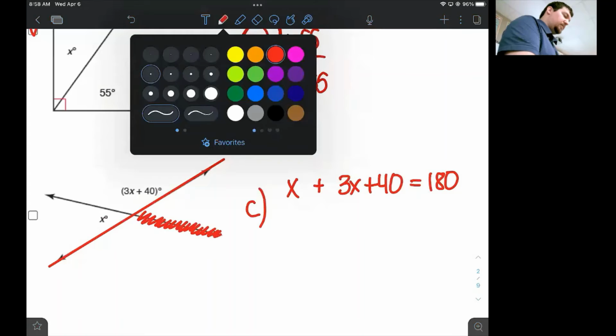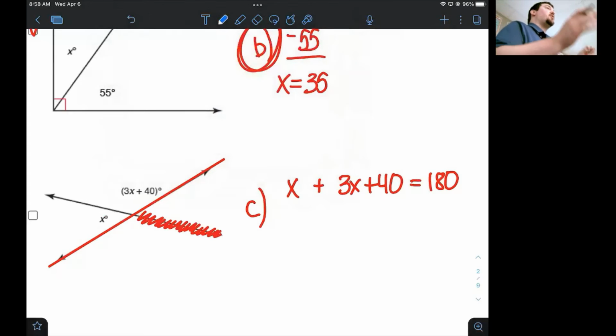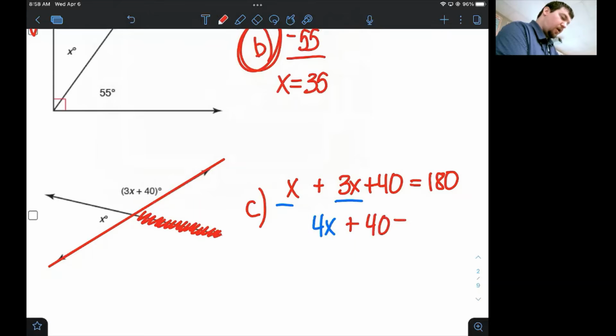And it's been a while, but we've done this before, not only earlier this chapter, but earlier in the year when we had our equations chapter. Lucas, what will 1X and 3X give me? 4X. Okay, so I have 4X plus 40 equals 180. Every time I solve a step, the equation gets a little bit nicer.